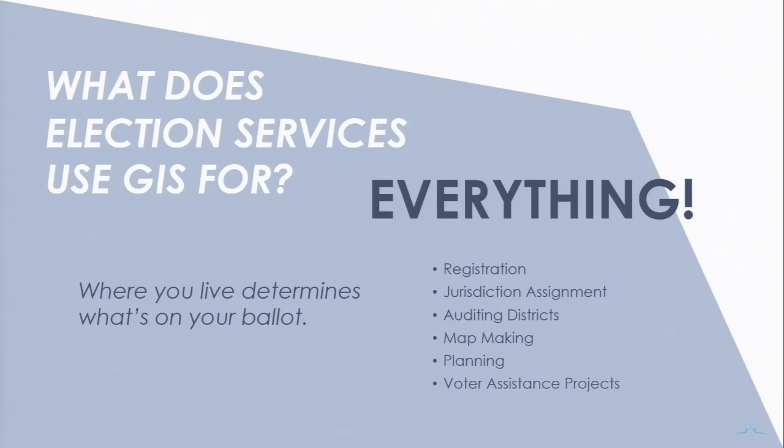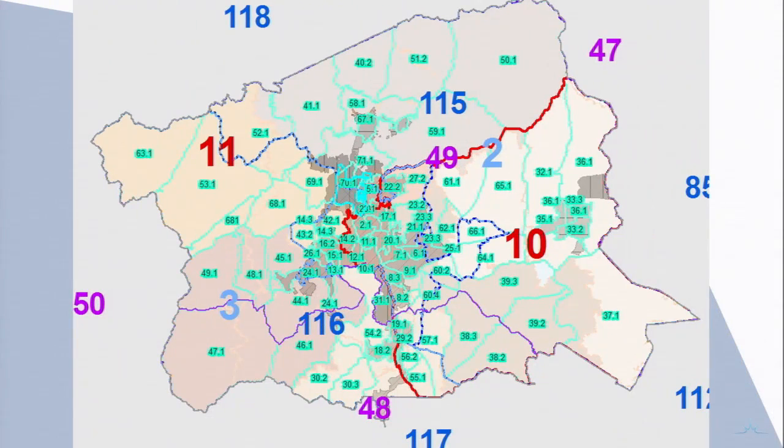Everything. That's a little bit of an exaggeration, but location is really the core of any voting system because where you live determines what's on your ballot. So when you register to vote, you have to give your address and it goes through a verification process. Of course, jurisdiction assignment is another use of GIS, and that can be complicated. In Buncombe County, it looks like this.